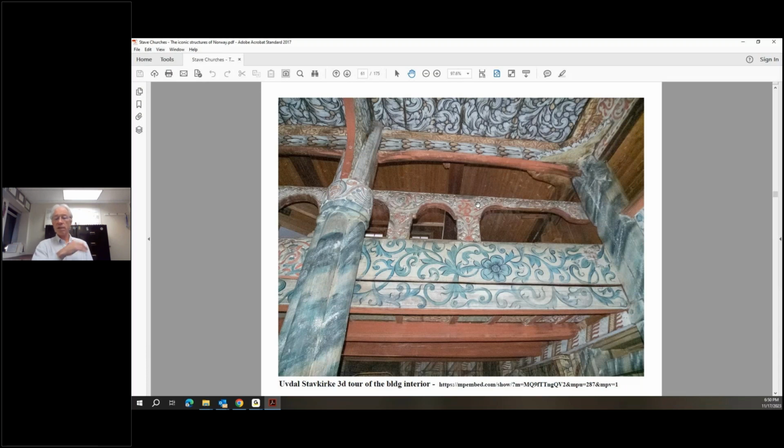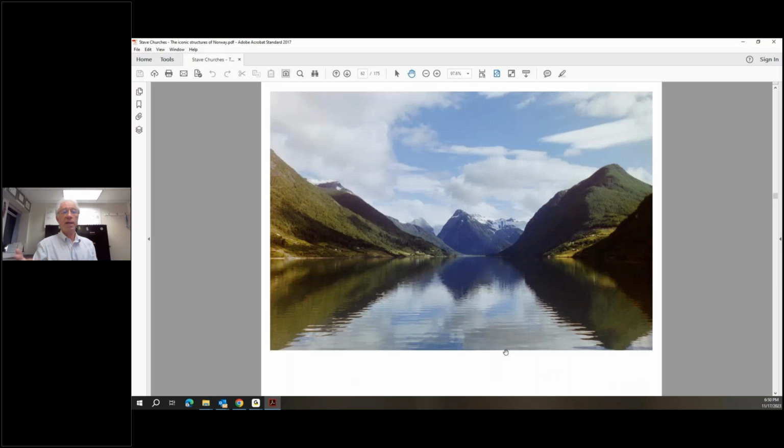So here, once again, we have a little bit of a setting piece. This is, I believe, Fjærland Fjord.